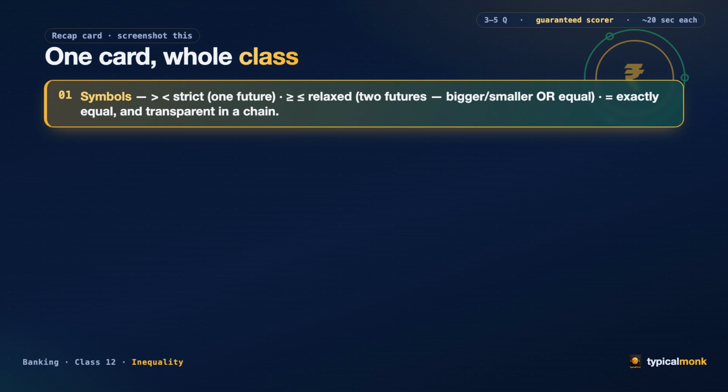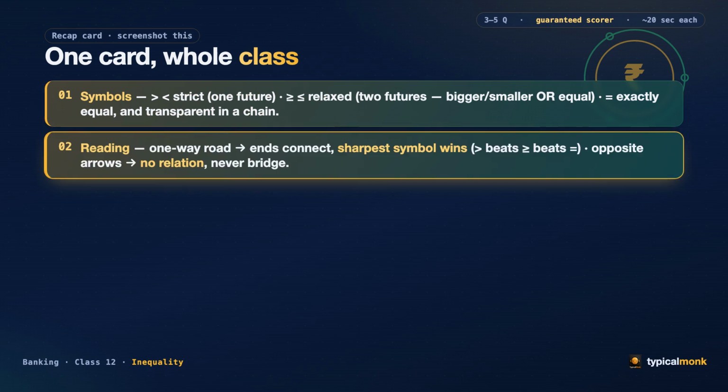The symbols. Greater than and less than, strict, 1 future. Greater than or equal to and less than or equal to, relaxed, 2 futures, bigger or smaller or equal. And equal, exactly equal, and transparent inside a chain. Block 2. The reading, a one-way road, the ends connect, and the sharpest symbol wins. Greater than beats greater than or equal to beats equal. Opposite arrows, no relation, never a bridge.